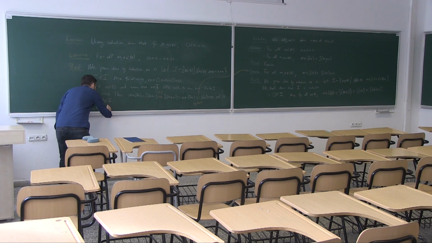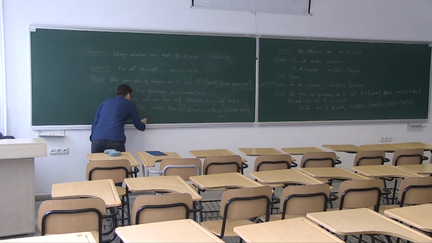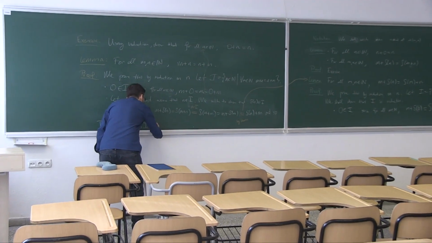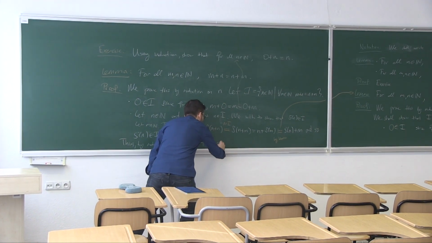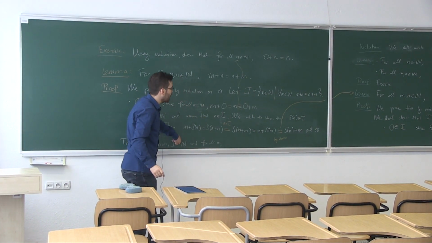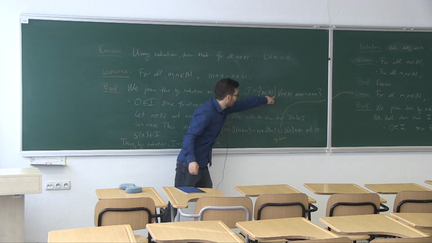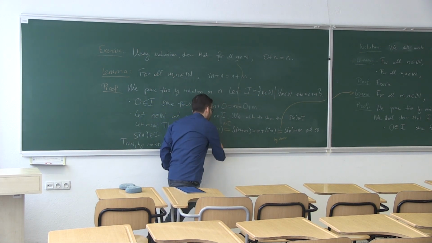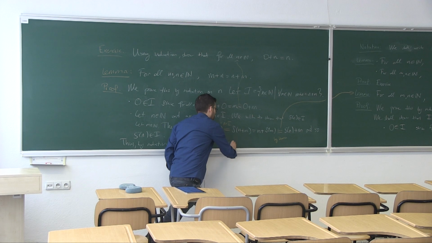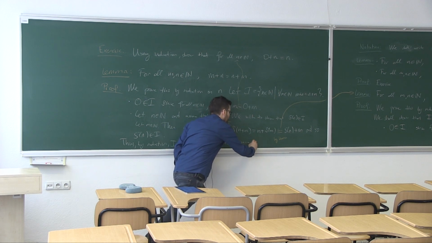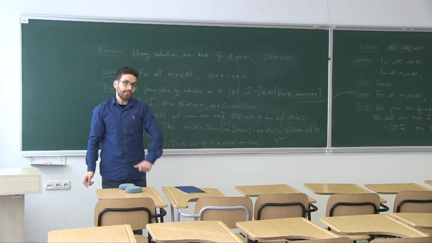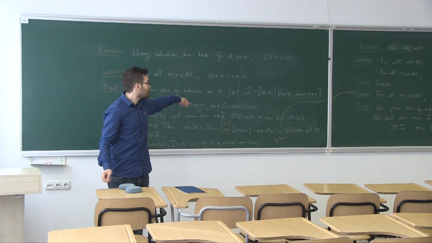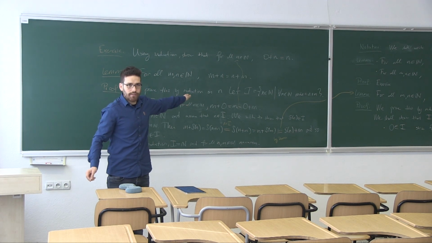Thus, by induction, I equals the whole thing, and what that means is every natural number belongs to this set, which means that for every n and m, m plus n equals n plus m. So addition is commutative. Now, try to prove that addition is associative, okay?